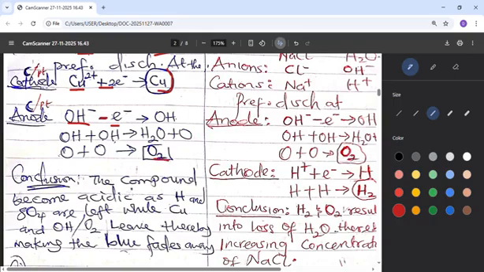So what is our conclusion here? The conclusion is that the compound will become acidic. Why? Because we said hydrogen and SO4 will be left. And what is hydrogen and SO4? That's acid.